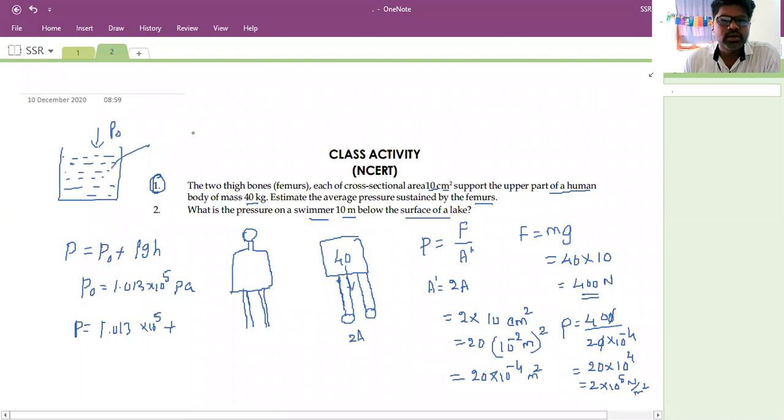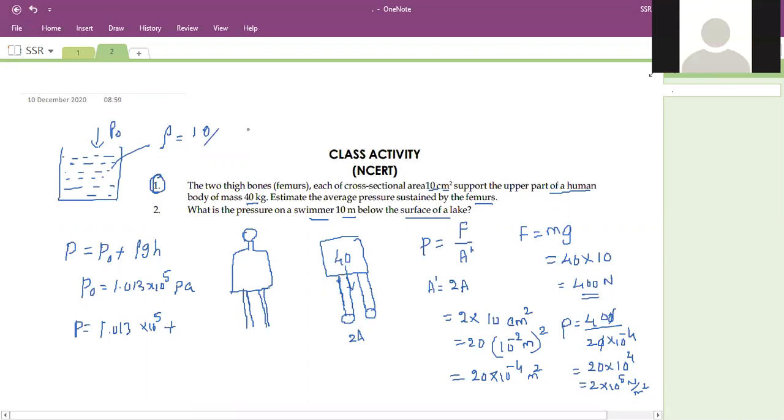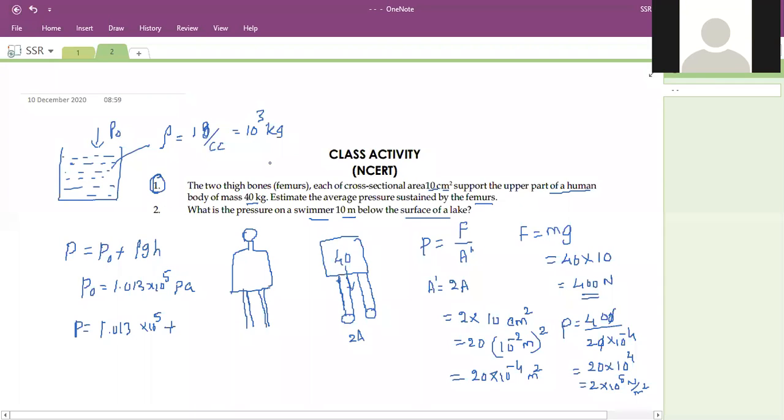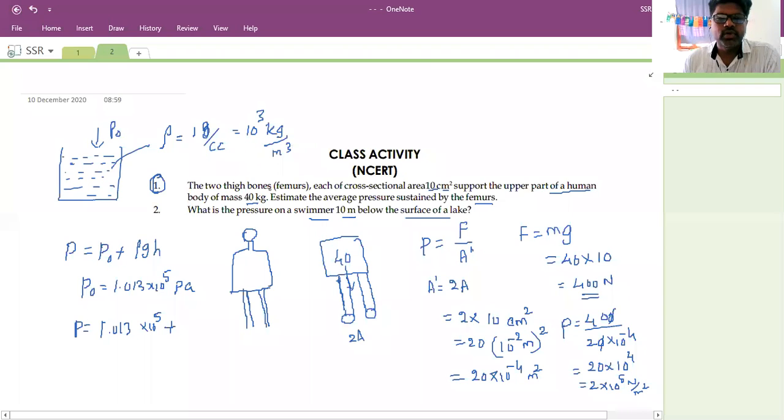Density of water rho is equal to, I remember, anybody tell me the density of water? I said already. Density of water is equal to 1 gram per cubic centimeter, that is 10 power 3 kg per meter cube. Then you can write g, acceleration due to gravity, let us say 9.8, let us say 10 approximately.